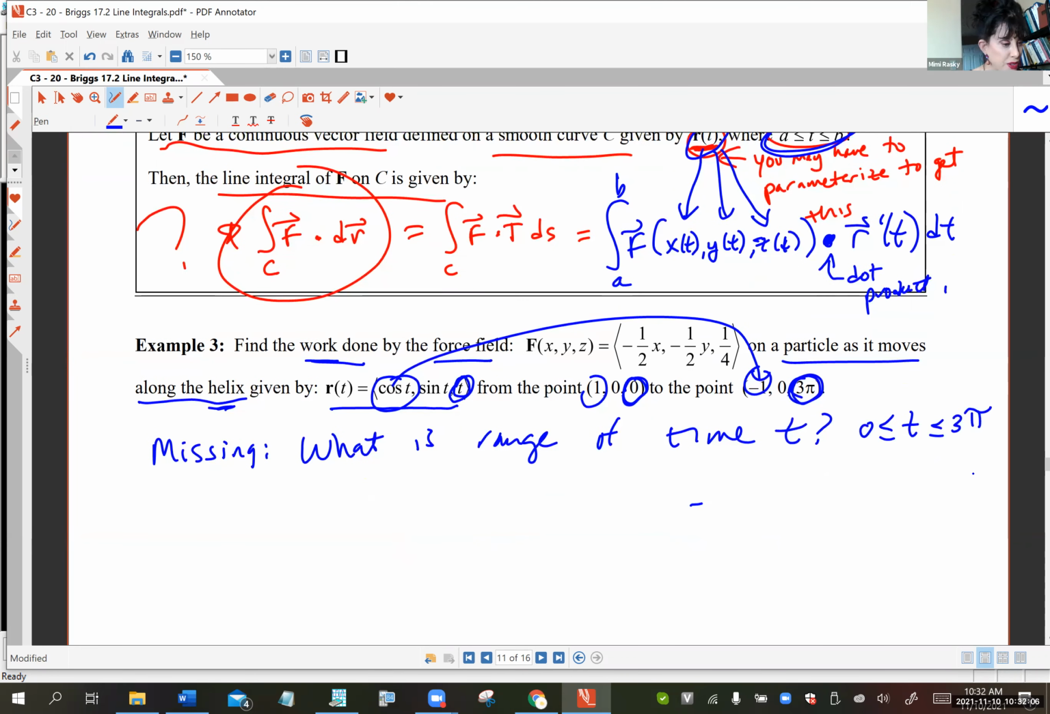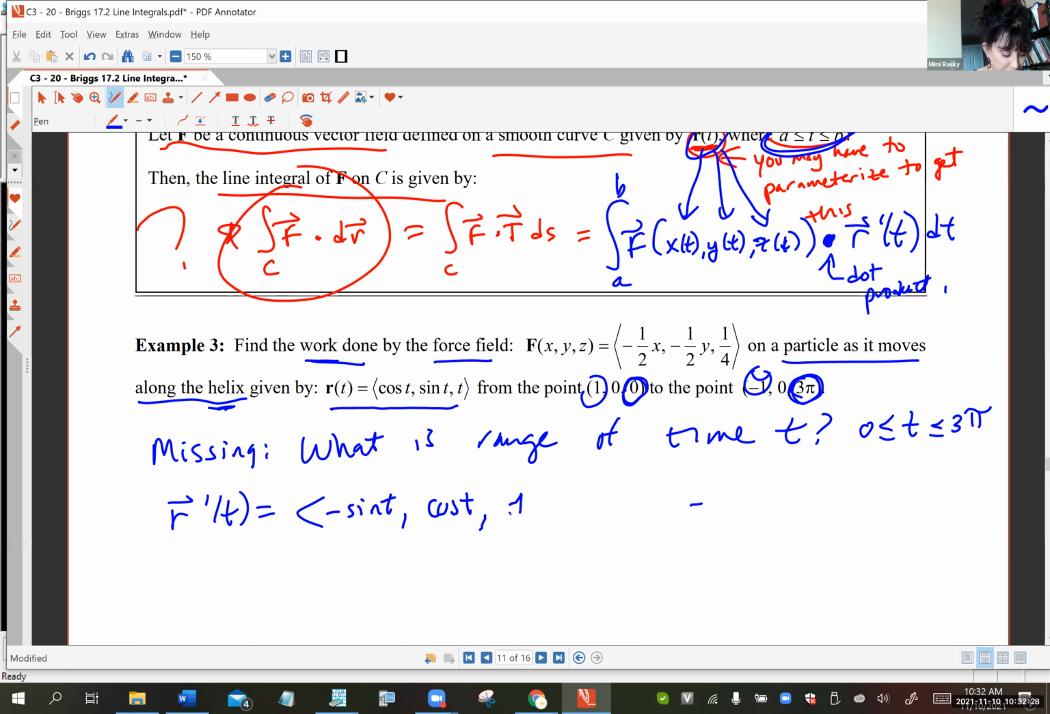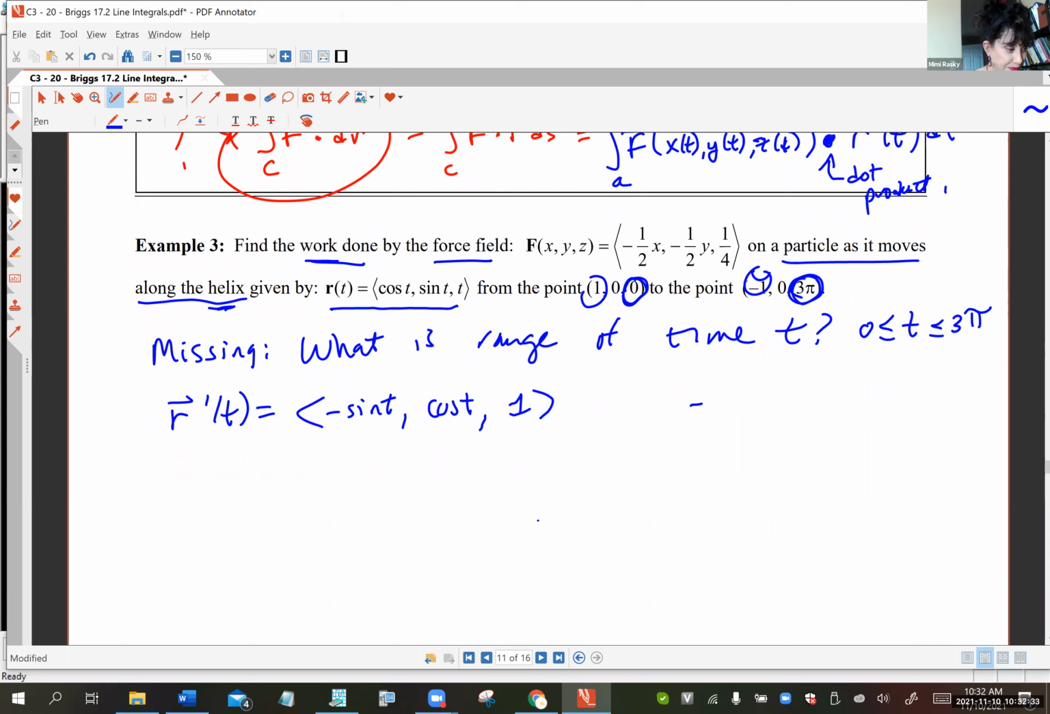We got our time. So while we're here, let's get our r prime. Why? Because we're going to have to take a dot product between the vector field and the velocity vector. That's why they call it F dot dr. The dr means the derivative of r. So here's our r prime. They gave us cos t, sine t, t, and so the derivatives are respectively negative sine, cos, and 1. Fine. So the work done, which we can denote as W, is a line integral of F dot dr.